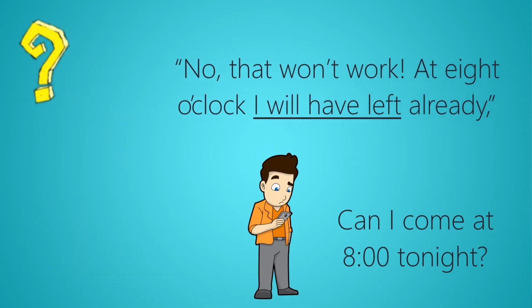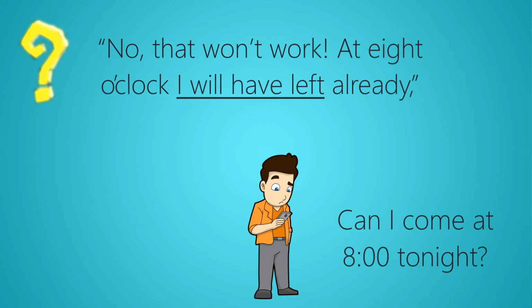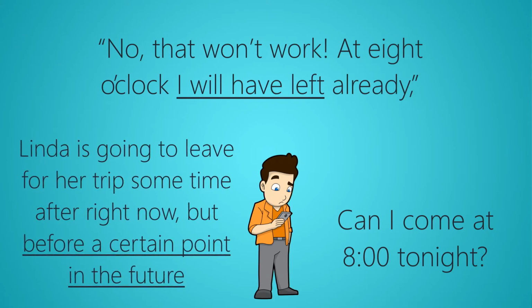What does the future perfect tell us here? It tells us that Linda is going to leave for her trip sometime after right now, but before a certain point in the future, 8 o'clock tonight. She probably shouldn't have waited until the last minute to find a cat sitter.